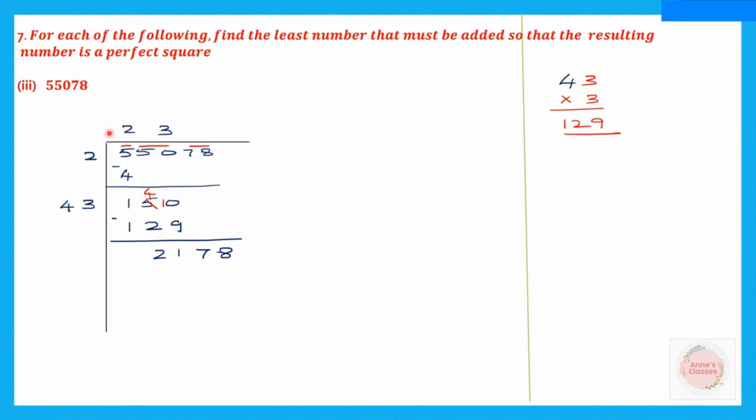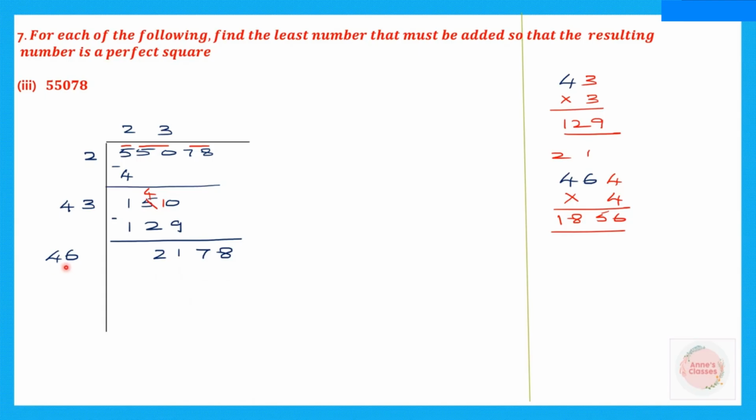23 into 2 is 46. So we're going to write 46. Next to this, we need to get a digit and multiply and get a number close to 2178. What is the digit we'll write next to it? Let's write 4. So 464 into 4. 4 4s are 16, carry 1. 4 6s are 24 plus 1, 25, carry 2. 4 4s are 16, 17, 18, 1856. Let's write it here.